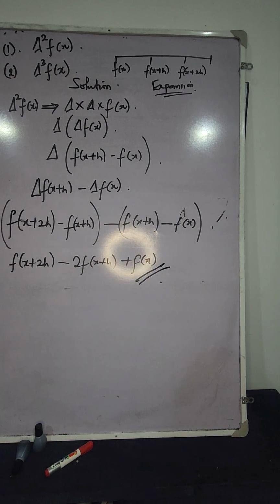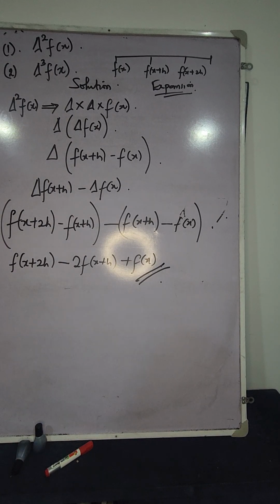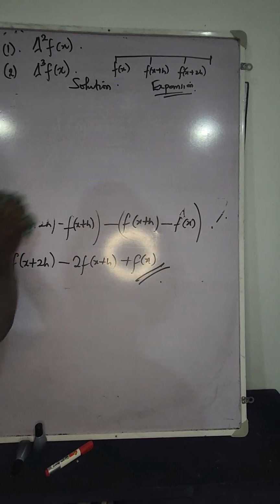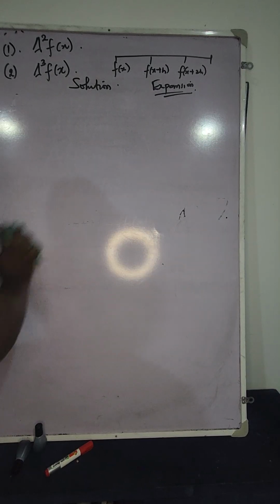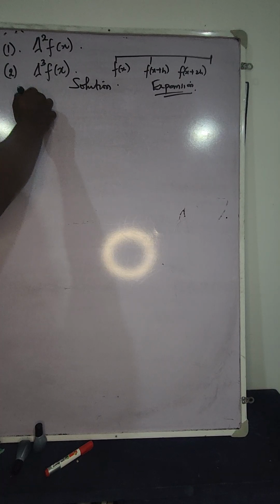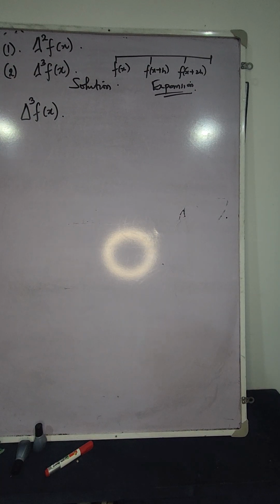However, we can use the approach of Pascal triangle. So let me solve this one, then we use the approach of Pascal triangles after this. Okay. Let's solve the forward difference cubed of f of x. The forward difference cubed of f of x.